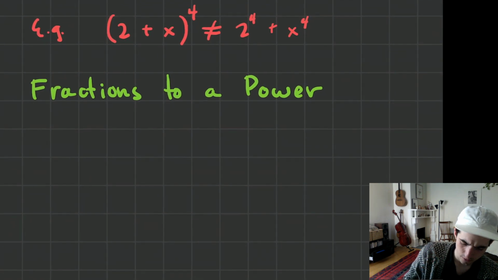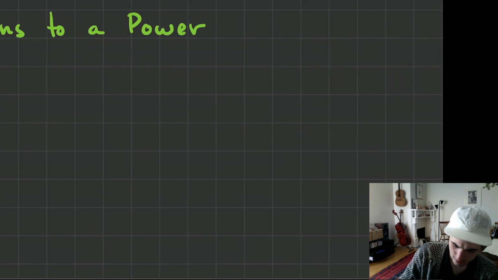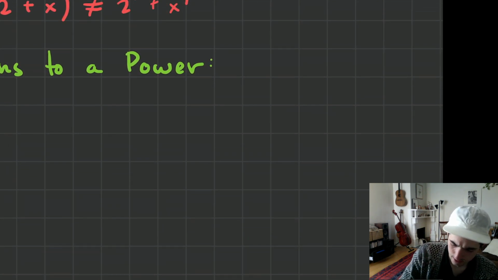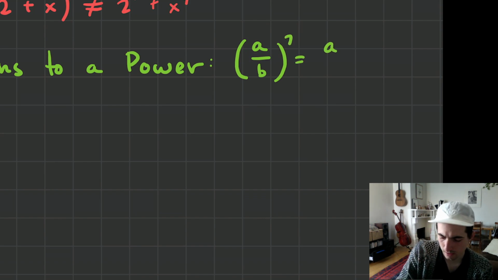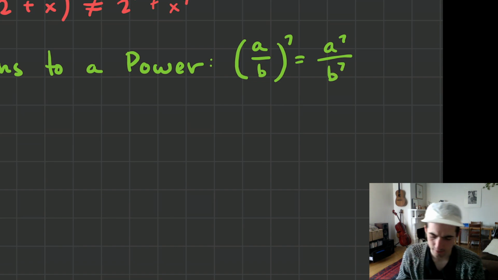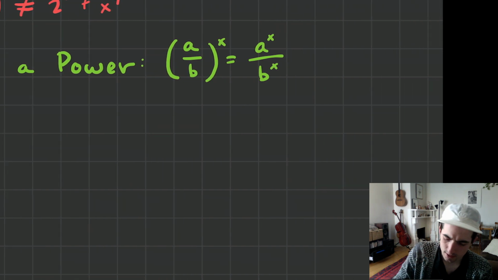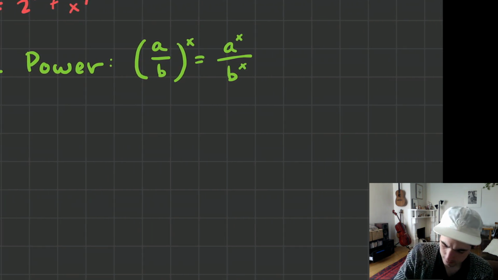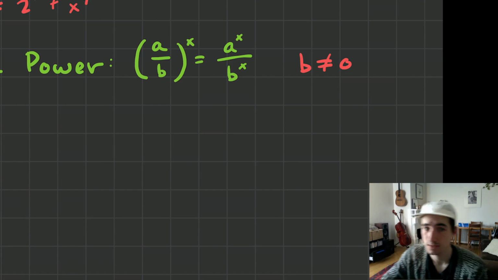If we want to take a fraction to a power, this is what it's going to look like. If I have, let's say, a over b, and we want to take it to the 7th power, that will be a to the power of 7 over b to the power of 7. Actually, this is supposed to be the general case, so this should be in x. This works for all numbers. The only time it doesn't work is if b is equal to 0. I'll make a quick note that b cannot be equal to 0 here because it's in the denominator. We always have to be careful of those things.